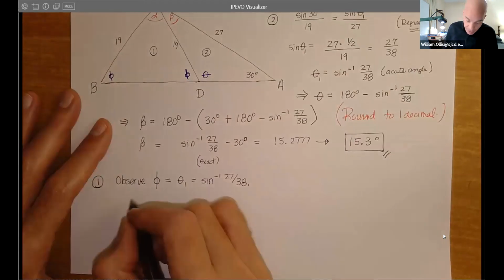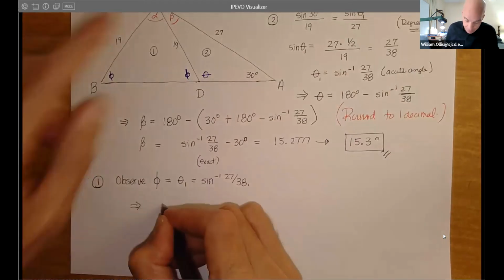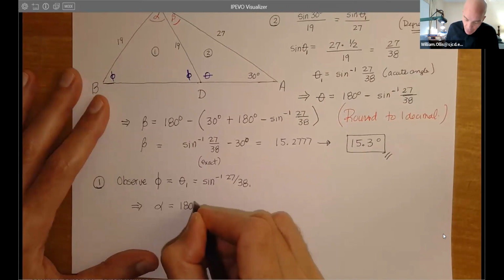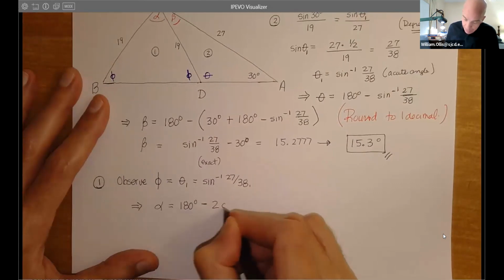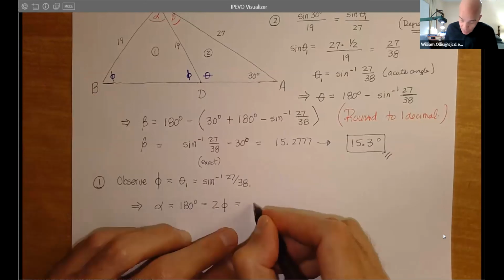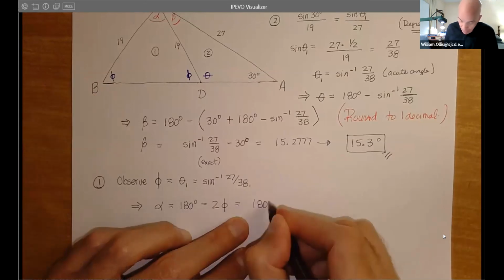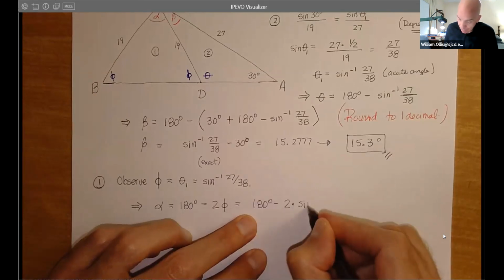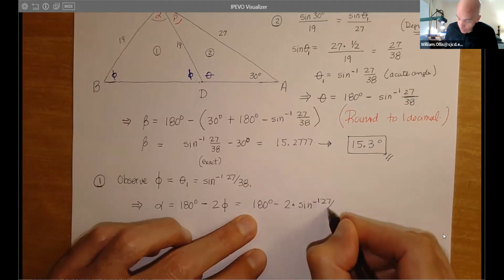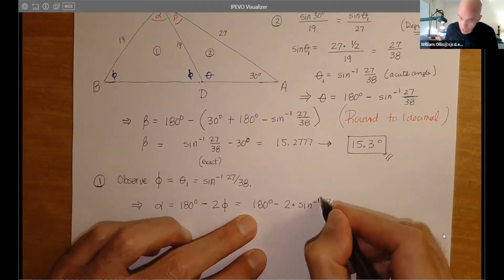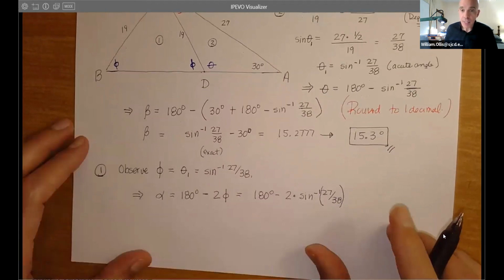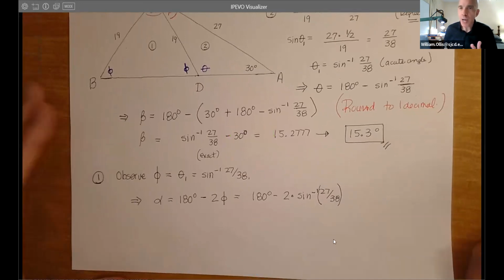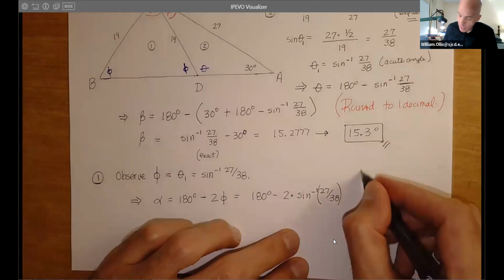So now this implies that alpha will now be 180 degrees minus 2 times phi. So we get 180 degrees minus 2 times, I'll put a little dot there, inverse sine of 27 over 38. And I'll put the little parentheses there so you can see that. So again, this is important, everybody. I'm trying to set this up so it's user-friendly. I've shown you how to do the conversion factor, but again, we're in degree mode.